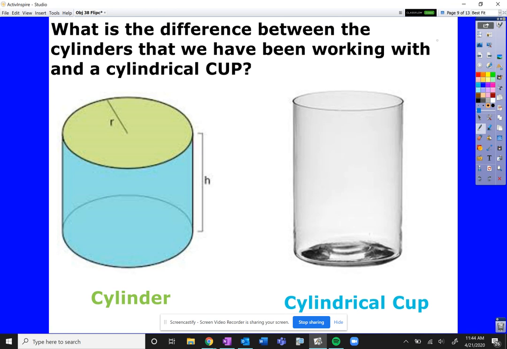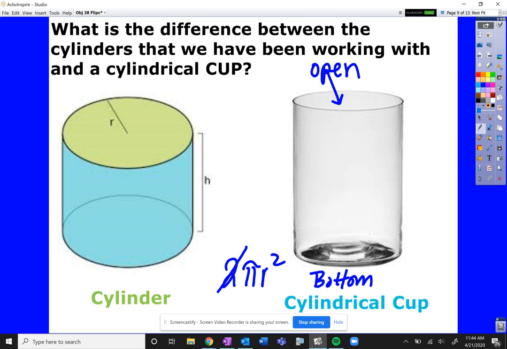Because it holds the water, it's only got one thing, a circle on the bottom, and it's open on the top. So technically, we don't need to cover that. That doesn't have any surface because it's empty. It's open, so there's no surface. So the difference between a cylinder and a cup is that it doesn't have a circle here. This is open, so there's only one circle here on the bottom. So instead of 2 pi r squared for the top and the bottom, we only have 1 pi r squared.